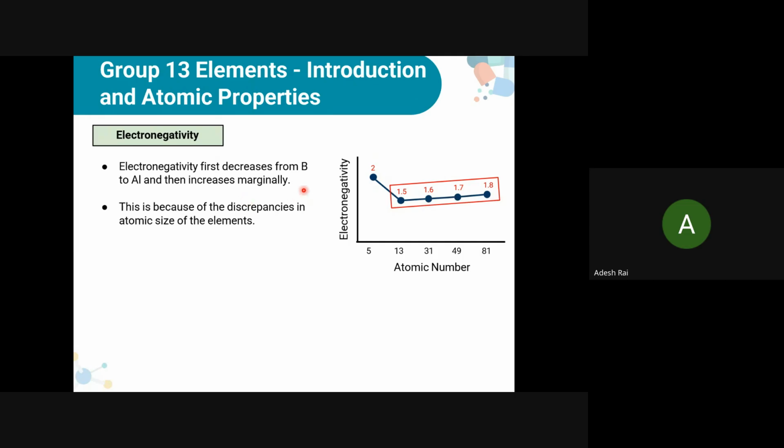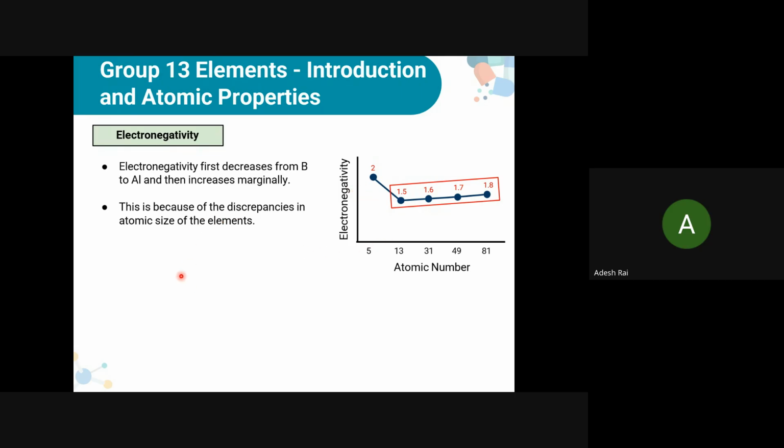Only for the boron family you have to remember this, because there is an anomaly. First of all, gallium shows some discrepancy compared to aluminum, and then thallium also shows some discrepancy compared to indium. As a result, the electronegativity trend is slightly different compared to other groups. Are you getting my point?